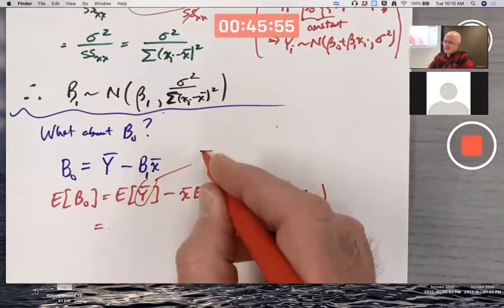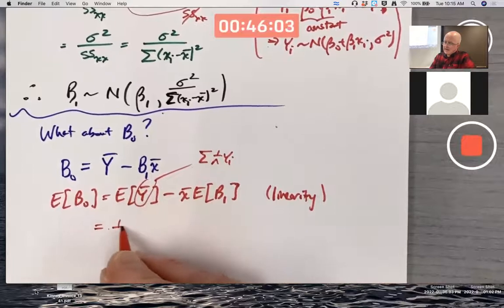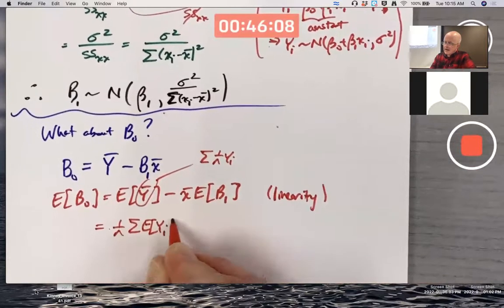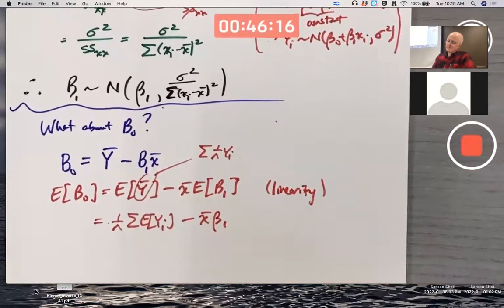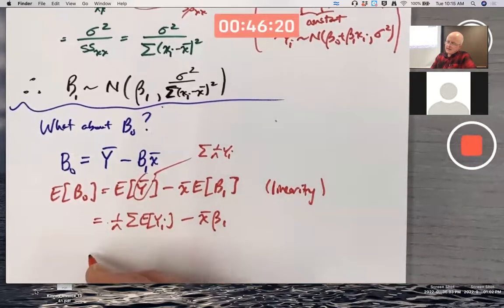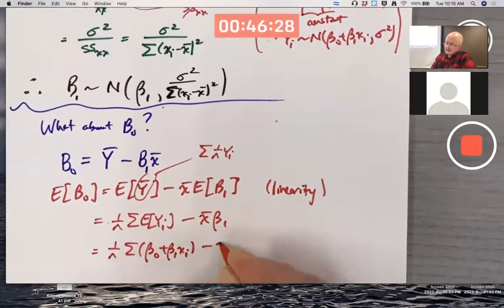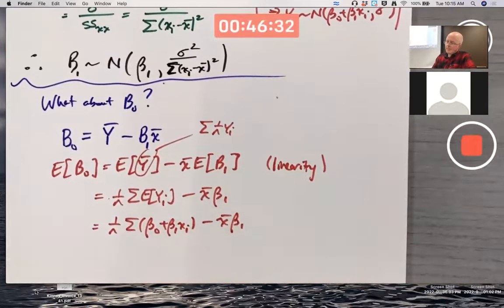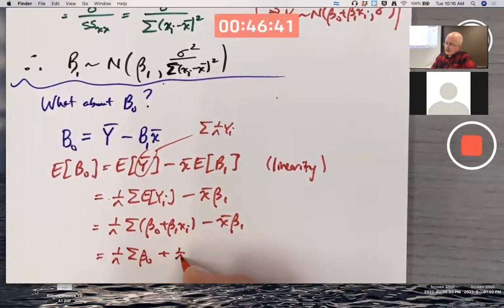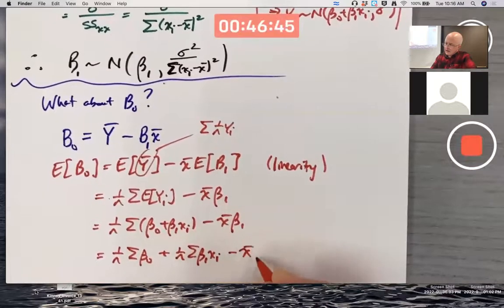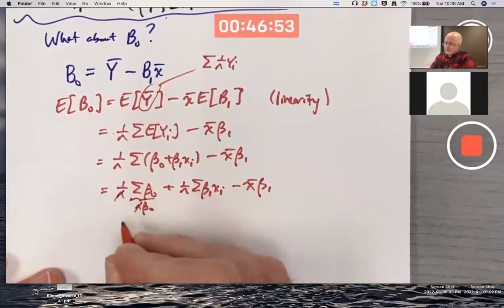Y bar is the sum 1 over n times yi. So we can write this as 1 over n times the sum of E of yi. Expected value of B1, we already know it is beta 1. We already know that. Expected value of yi is beta 0 plus beta 1 xi. Break the summation into 2. Beta 0 is a constant. This is n times beta 0. The n's cancel. This whole thing is a beta 0.